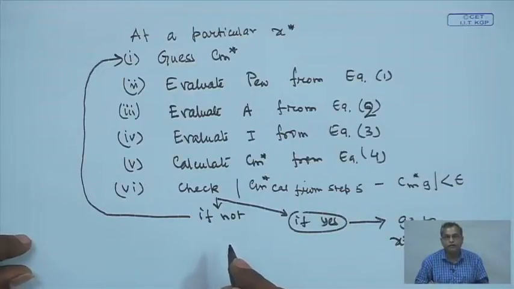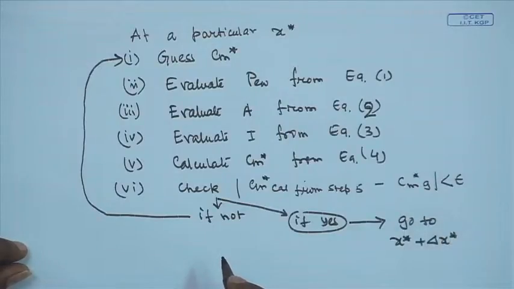So, in the process what we will be getting? There will be two loops. One will be the inner loop where we will be calculating the Cm star from the algorithm at a particular x location, then we will be going to the next x location, x plus delta x, and redo the calculation iteratively. And likewise, ultimately you will be getting Cm star as a function of x star.